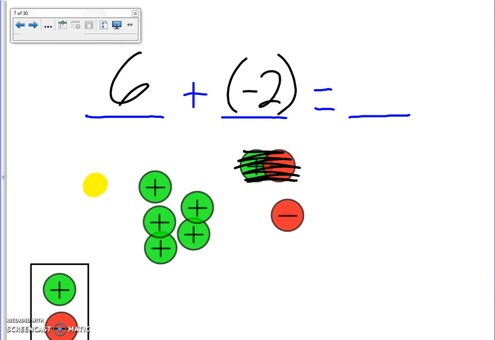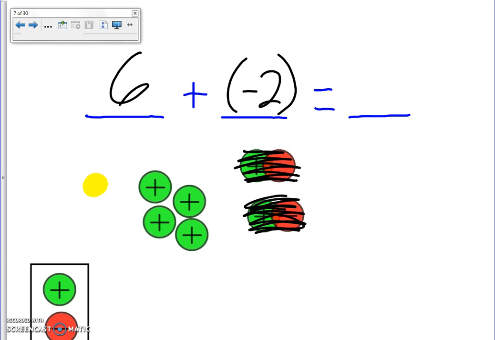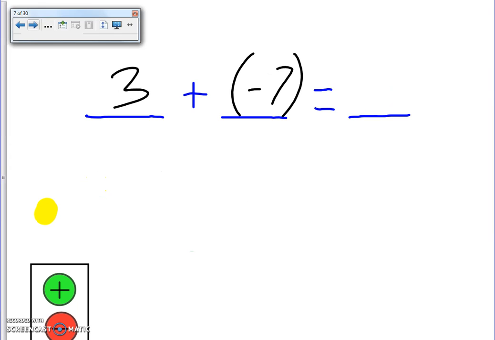I can take this red and this green. If they're a positive 1 and a negative 1 together, they have a value of 0 and they can cancel out. So what I have here remaining is 4 greens. That is 4 positives. My answer is a positive 4. So positive 6 plus negative 2 has an answer of positive 4. Let's try another one on the next slide.